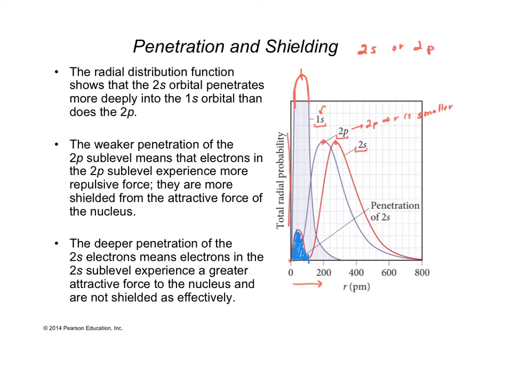So the big long-term ramification of this is that because 2s penetrates into 1s and gets its electrons really close to the nucleus, the 2s orbital ends up being at a lower energy state than the 2p, even though the 2p has a probability of being closer to the nucleus, okay?